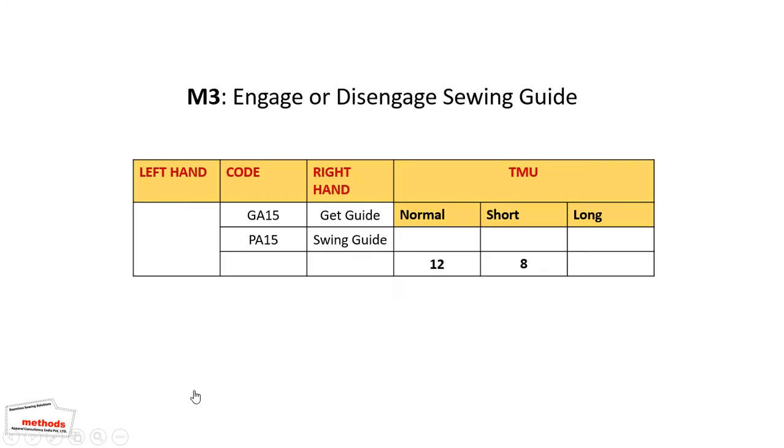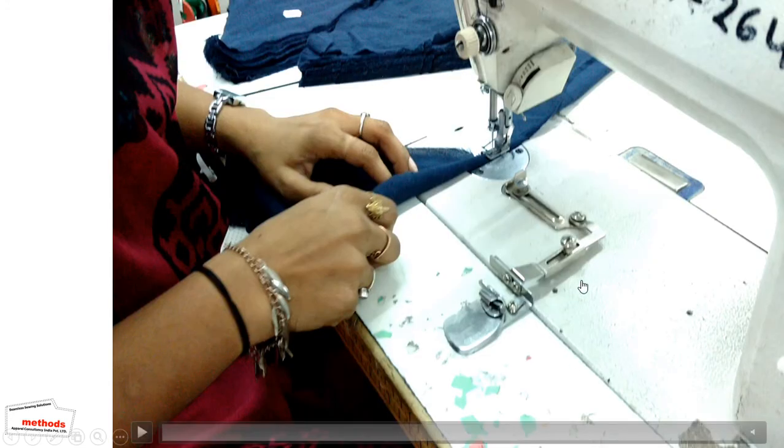The third motion is called M3 and is for the motion of engaging or disengaging a sewing guide. Now a sewing guide is basically an attachment used to ease the handling activities. Also all activities here too are performed using the right hand for the same reason as it was for the previous code. So this is a sewing guide, which you can see in the video, and engaging or disengaging it.